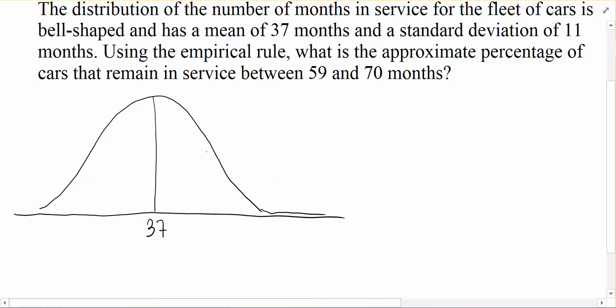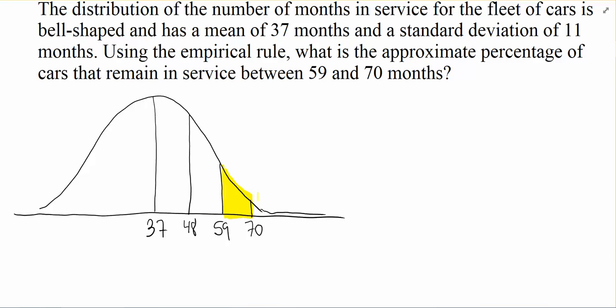So if we want to use the empirical rule here, we're going to look at 1, 2, and 3 standard deviations away. Our standard deviation was 11 months. So 1 standard deviation would be up to 48, another one would be up to 59, and another one would be up to 70. And so this particular problem is actually asking us, for this probability here, what percentage of cars are going to still remain in service between 59 and 70 months. So the answer to the question is going to be this chunk here.